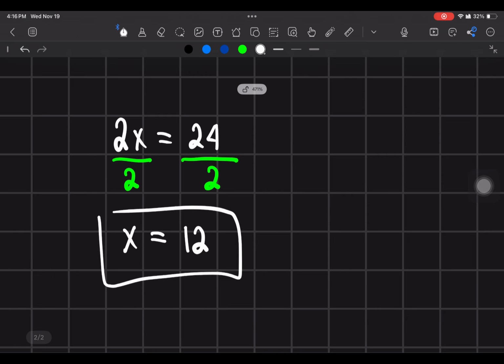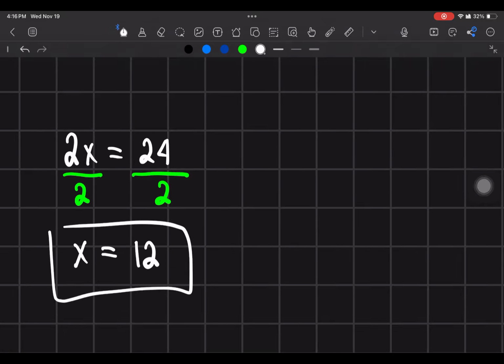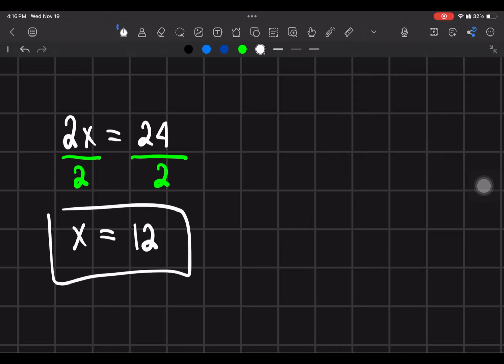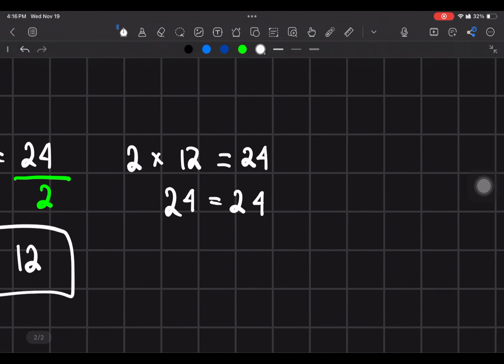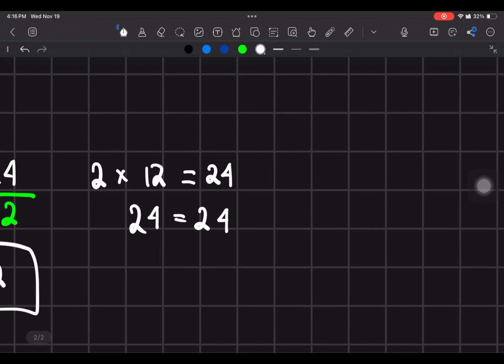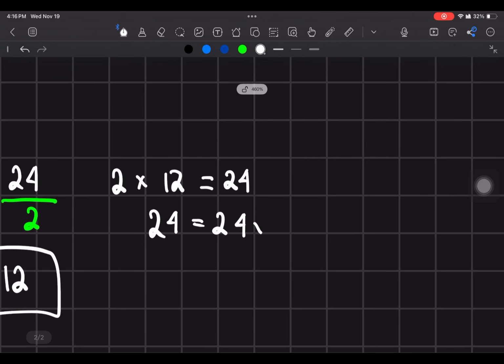And similar to the previous problems, you may plug x back into our original equation in order to find out if you really got the correct answer. So let's try that now. So given that x is equals to 12, we will have 2 times 12 is equals to 24. 2 times 12 is 24. So we are left with 24 is equals to 24. And since 24 is indeed equal to 24, our solving is correct.